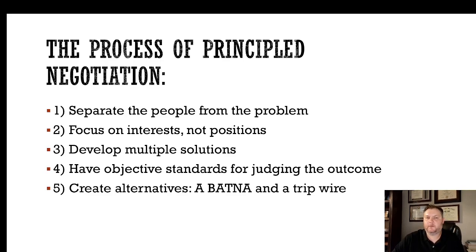So the first one, separate the people from the problem. That's the first step. Focus on interests, not positions. Develop multiple solutions. Have objective standards for judging the outcome, and create an alternative, or what's called a BATNA, and a tripwire. So a lot of terms there, but this is basically a process to make sure that you get a win-win, or at least a better deal for yourself.